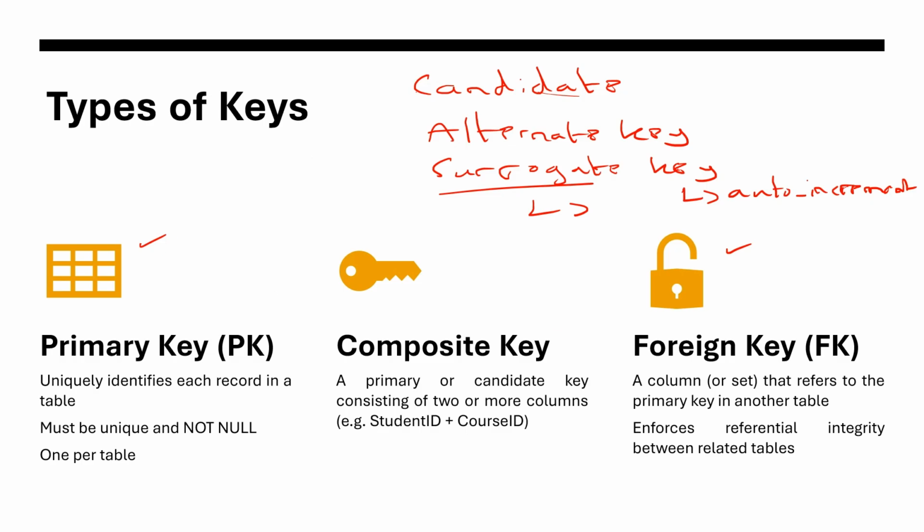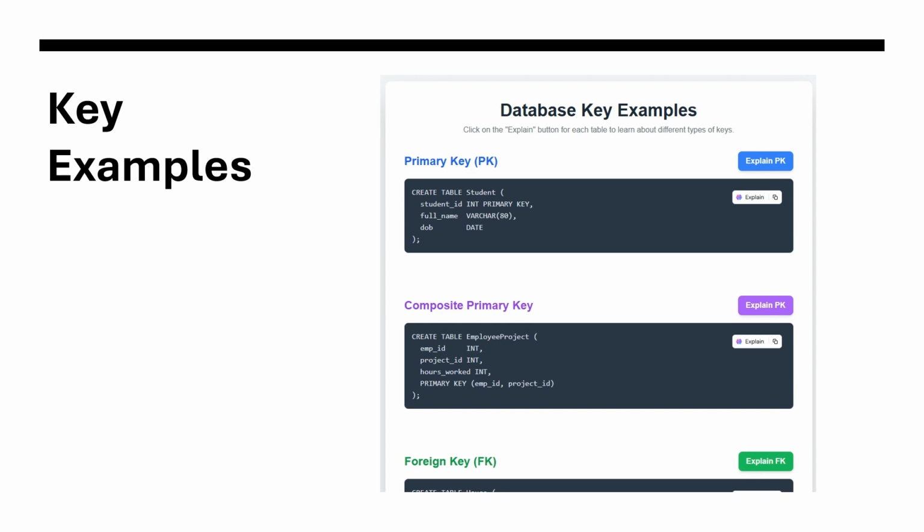You have primary key, composite key, foreign key, candidate key, alternate key, surrogate key. But as I mentioned, I'm just mentioning these here, but I'm not getting into the details of what these are. We will focus mainly on the three that you are seeing on the screen here: the primary, the composite, and the foreign key, and what each of these means. There are certain examples that we want to discuss. Now we can walk through some of these SQL examples.